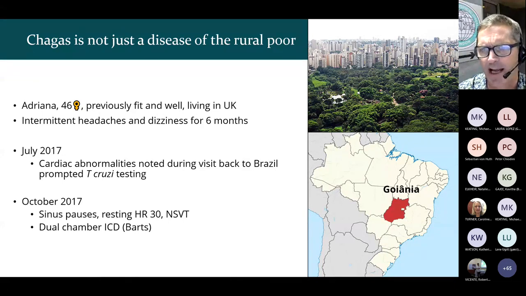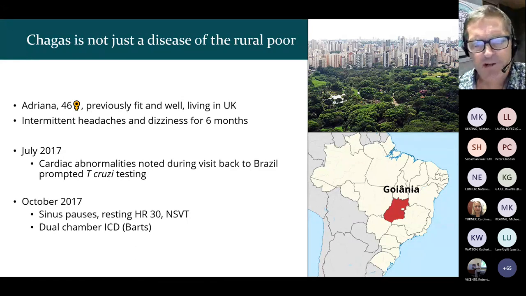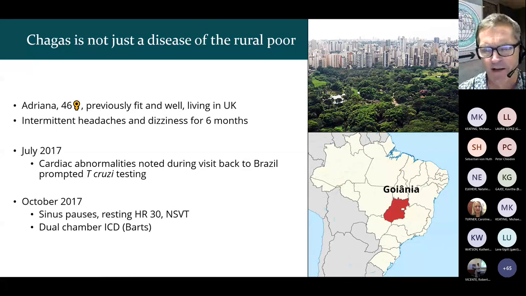And because the ECG was abnormal and she was in an area where Chagas is well known to be prevalent, she had serological testing for T. cruzi, which was positive. She returned to the UK, and when she was back in the UK, she was found to have profoundly abnormal cardiac function with long sinus pauses, a resting sinus bradycardia of 30, and bursts of non-sustained VT, and ended up having a dual chamber ICD implanted in Bart's. So she had very advanced Chagasic cardiomyopathy, and this is certainly a woman who would not regard herself as part of the rural poor of Latin America.